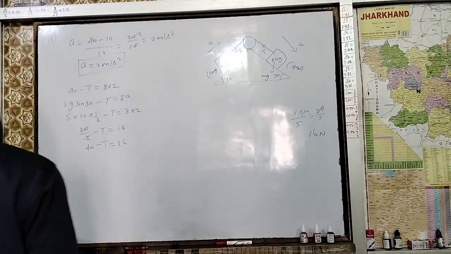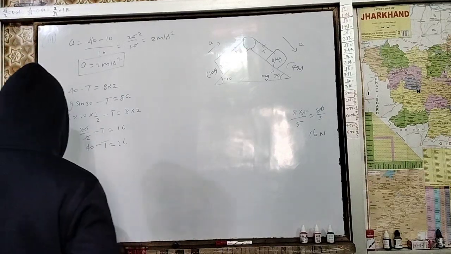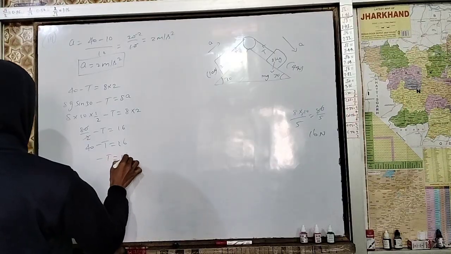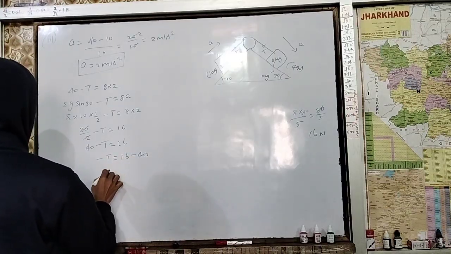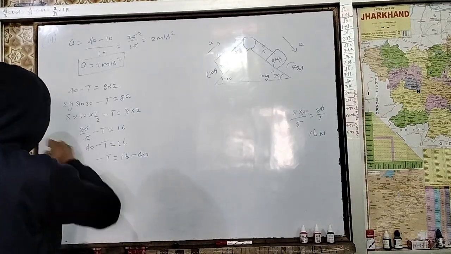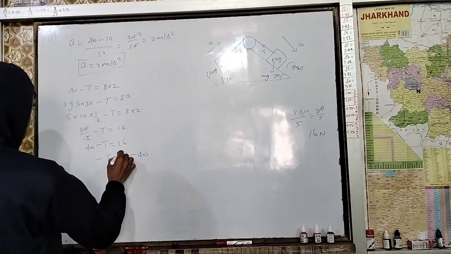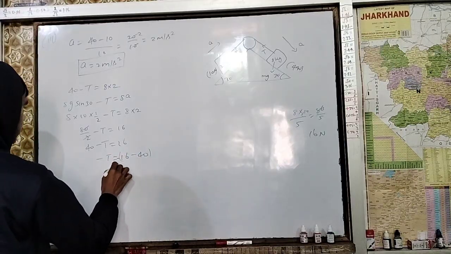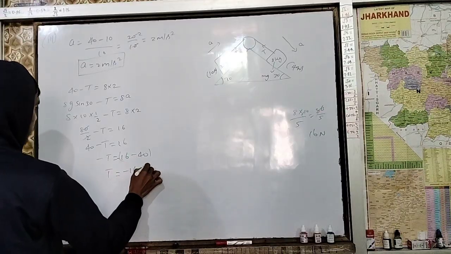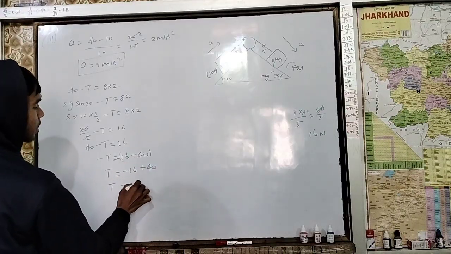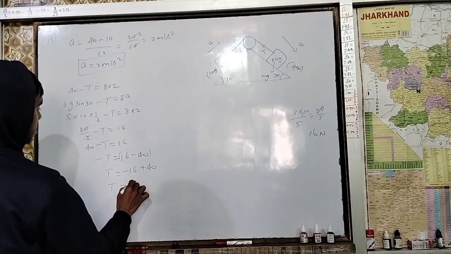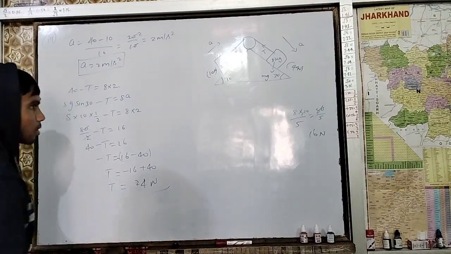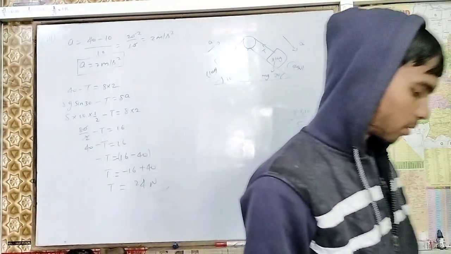Same. Minus T is equal to 16 minus 40. 40 minus, then this will become positive, minus 16 plus 40 will be our 24 Newton. 24 Newton.